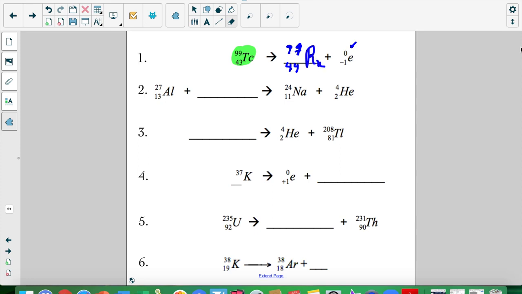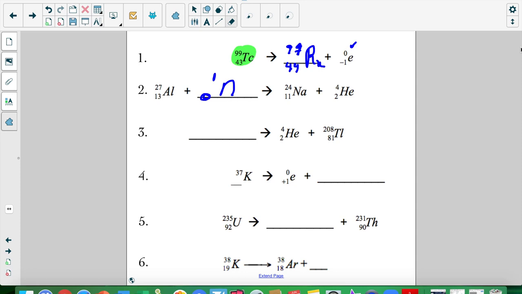Okay? Now, we have aluminum. This one is more complicated. We have aluminum 27 with an atomic number of 13 plus something will yield into the transmutation, which is sodium plus an alpha particle. So what is it that we're adding to the aluminum to cause this reaction to happen? This one is more difficult, so I'm going to tell you. What we're going to do is we're going to bombard the aluminum with a neutron, because the neutron has a 1 as the mass number and a 0 as the atomic number.